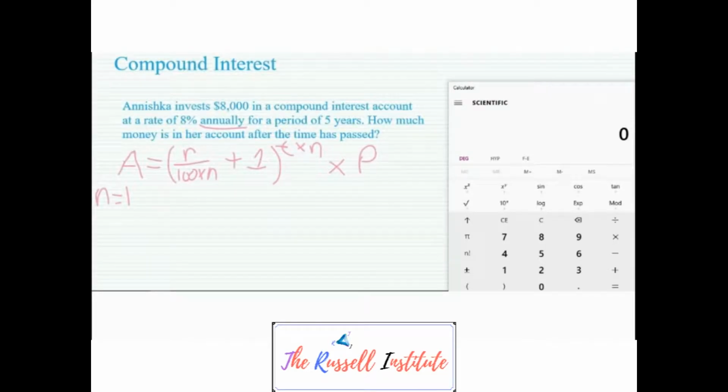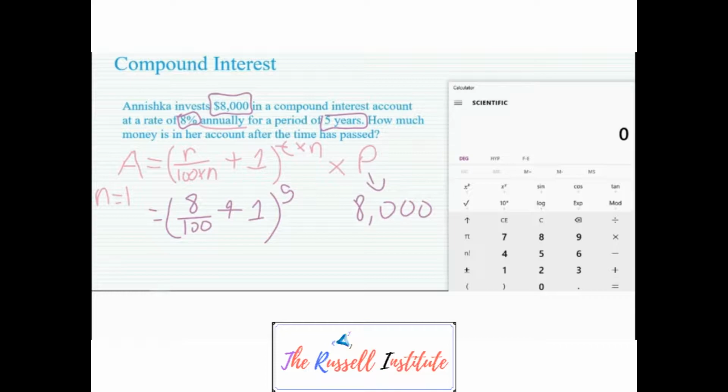I don't really need to read this entire question. It talks about Anishka investing how much money for how long, but I see dollars here, so I know that's my principal. So I'll put that right where P is. I see 8% here, so I know that's the rate. So I put that here. Remember, n is equal to 1. We don't need to write it. And 5 years, n is equal to 1. We don't need to write it. So R is 8, T is 5, and P is 5,000.